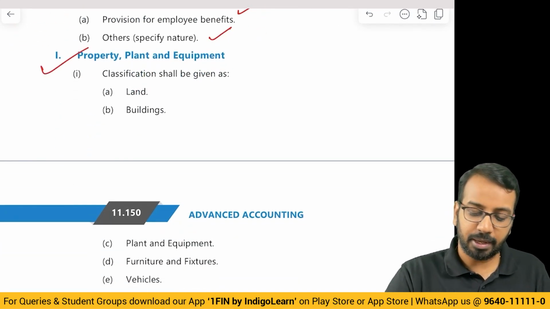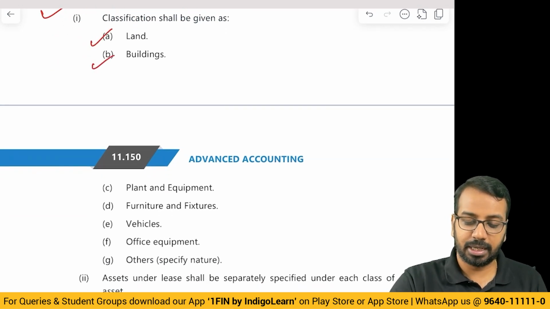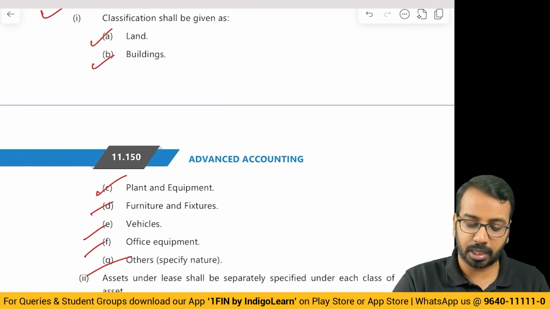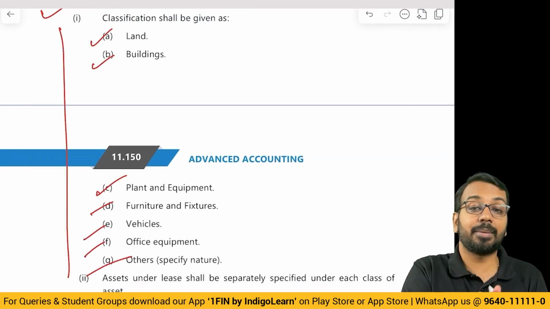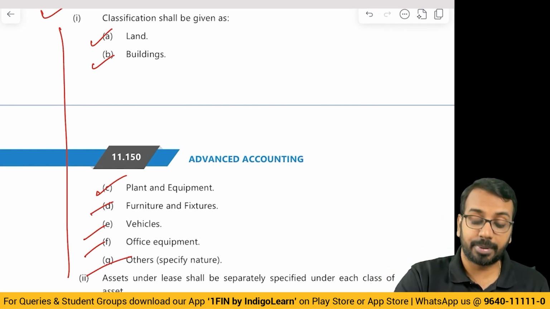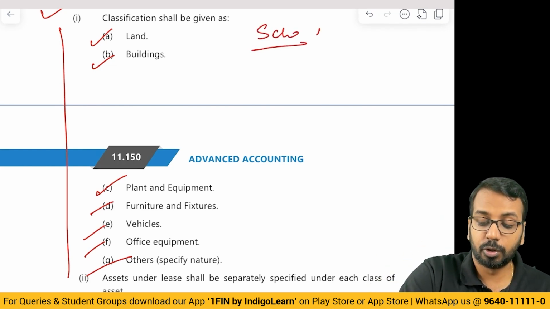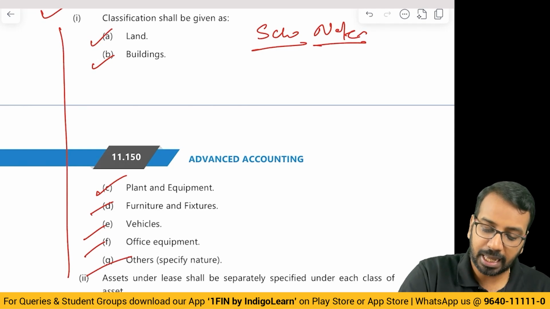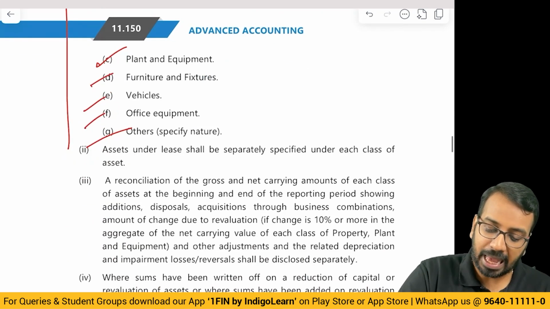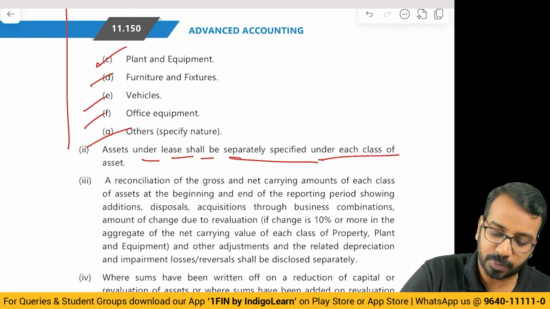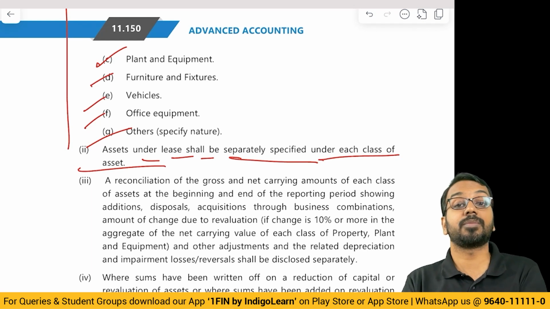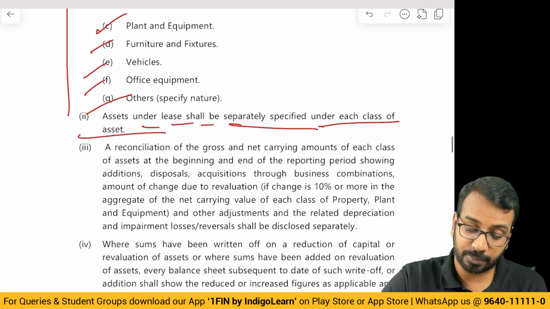Now coming to PPE, classification will be given as land, buildings, plant and equipment, furniture, vehicle, office equipment, others. Generally in the examination they will not give a breakup. If there is a breakup, you will prepare a schedule, a note for the schedule, and give the breakup. Assets under lease shall be separately specified under each class of asset. So if you have taken something on lease, you will disclose that separately.